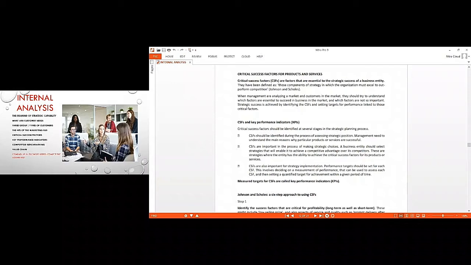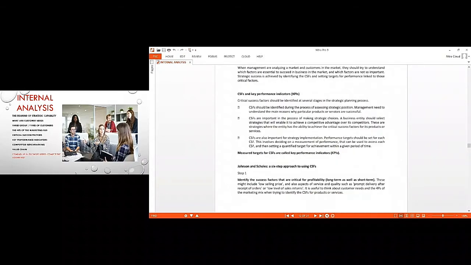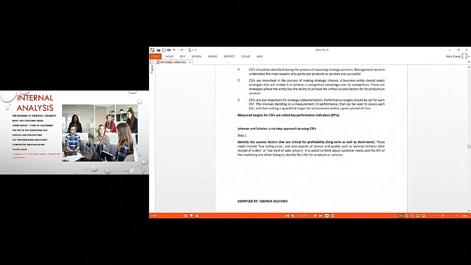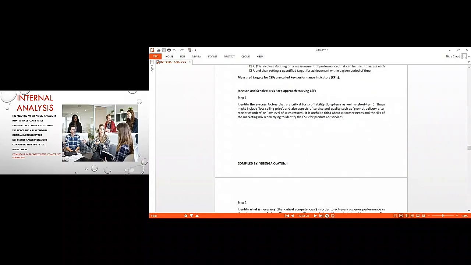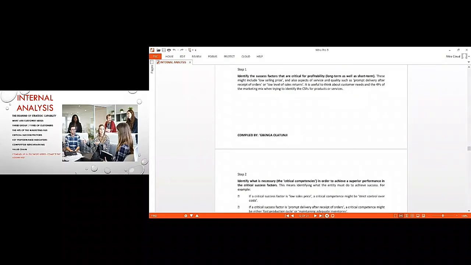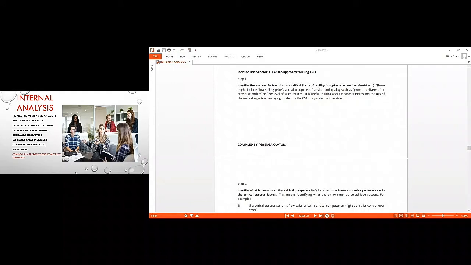So let us see the dimensions that Johnson and Scholes have to add to the critical success factor idea. Johnson and Scholes' six-step approach to critical success factors. So these are the six steps that Johnson and Scholes give to us in approaching critical success factors. First of all, we should identify the critical contributors to our profitability. What will make this business we want to venture into profitable? We must be able to identify them from the onset.